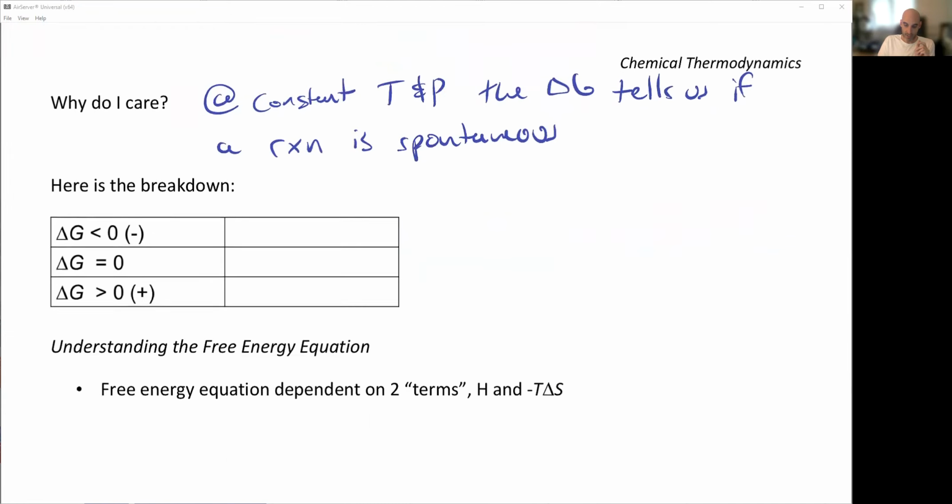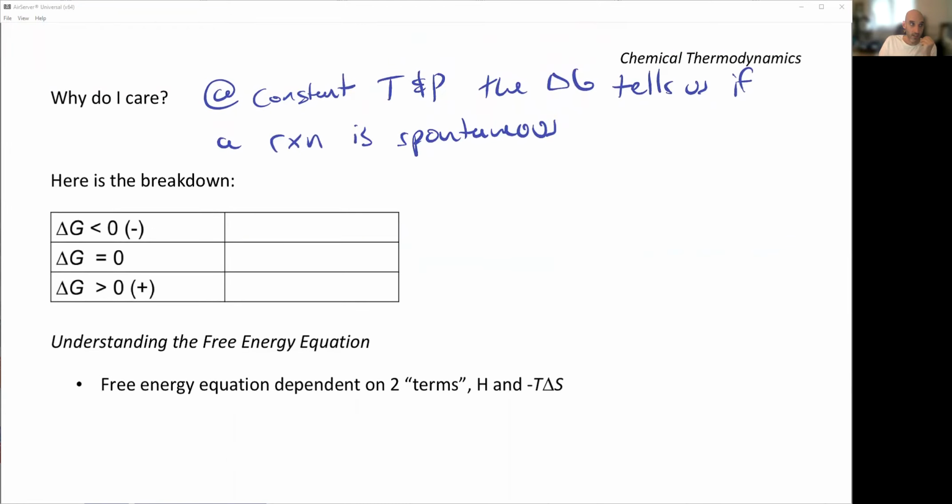Okay, so the breakdown of this is there are three values this can be. Delta G can be negative, delta G can be positive, and delta G can be equal to 0. If delta G is negative, and you have to know this stuff, it is going to be a spontaneous process. So when you calculate a delta G, and we're going to be calculating them, if it is in fact negative, it is spontaneous. If it is positive, it is non-spontaneous. And here's the tie-in from the previous chapter. If it is equal to 0, we are at equilibrium.